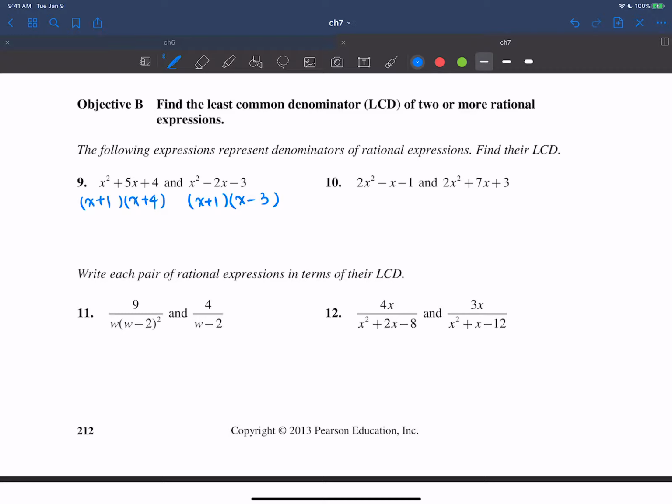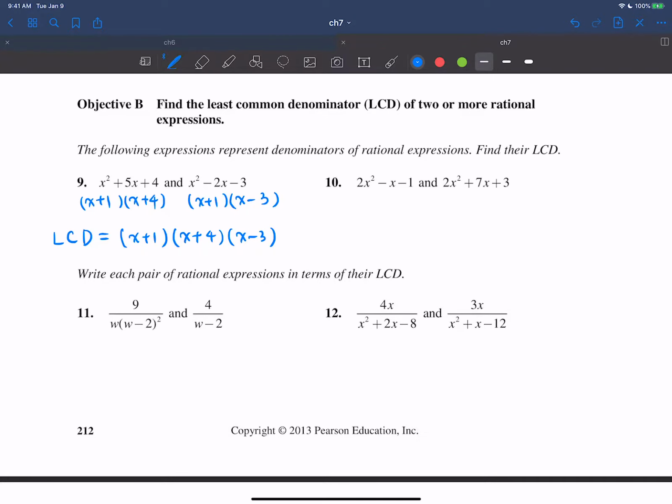And then the LCD is defined as all the different factors that you see in the denominators raised to the highest frequency that they appear among all denominators. First, let's identify different factors. We have x plus 1. We have x plus 4. We also have x minus 3.